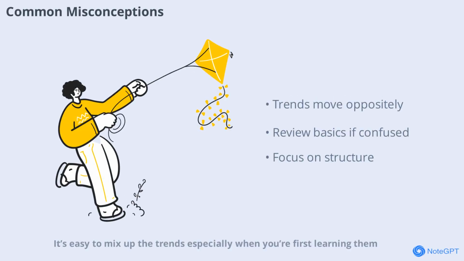It's easy to mix up the trends, especially when you're first learning them. Remember, atomic size and ionization energy move in opposite directions. If you ever get confused, go back to the basics. Think about electron shells and nuclear charge.